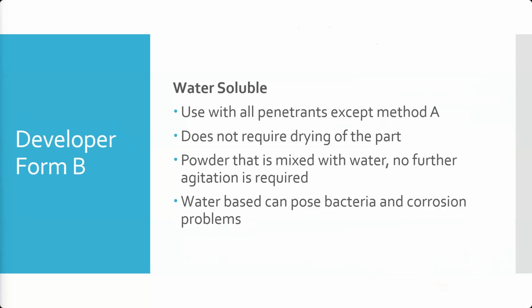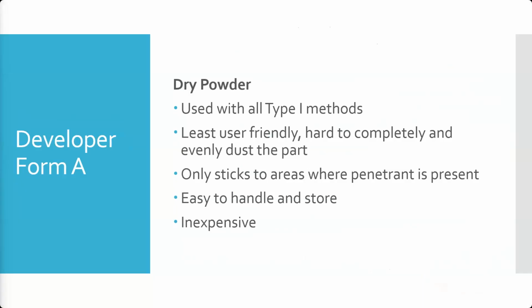Okay. Our next type is what's called Form B, and this is water soluble. Now, we won't use this one. We don't have this in lab. This can be used, like dry powder, with all type 1 methods. So method A, B, C, and D, right?